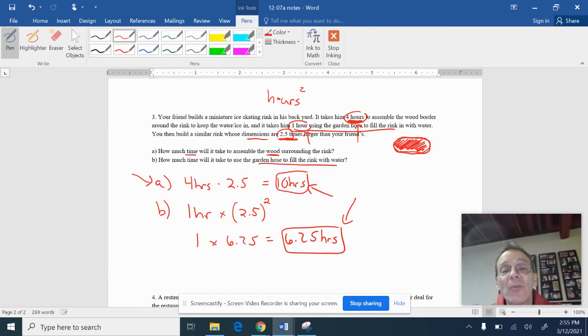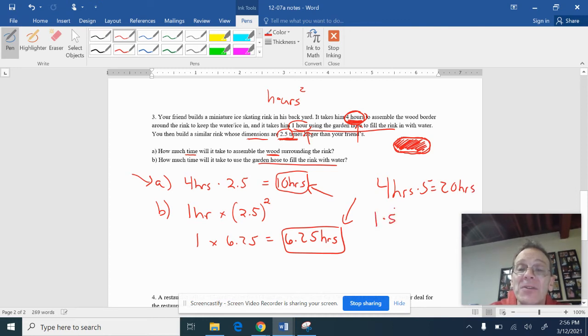And then if you've got another buddy who's going to build a rink that is 5 times the size of your friend's, it's going to take your other buddy 4 hours times 5 is 20 hours to assemble the wood. And it's going to take your other buddy 1 hour times 5 squared is 25 hours to fill the rink with water. It's going to take him longer to fill the rink with water than to assemble the boundary. Whereas for your friend, a lot less time to fill the rink with water.